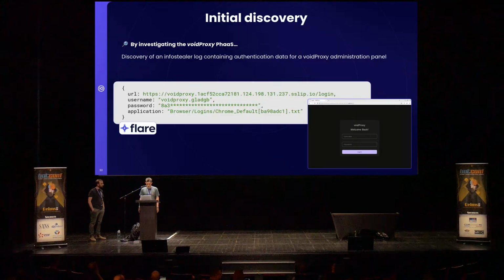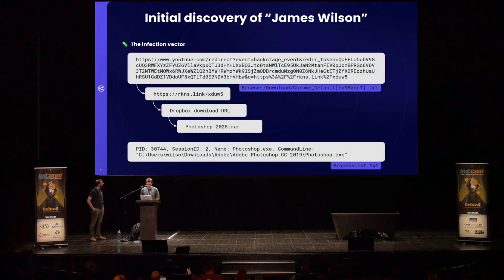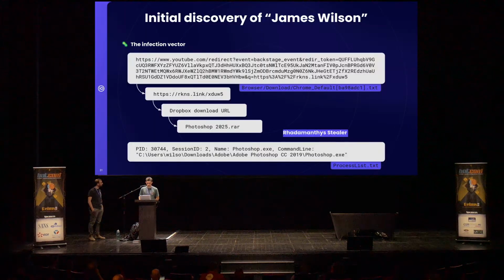For those who don't know Flare, Flare is an application that aggregates data from cybercrime forums, Telegram, data leaks, and also infostealer logs. What you see on this screen is an infostealer log, so the data related to an authentication URL for the Void Proxy domain name. An infostealer log is the data harvested by the infostealer malware and exfiltrated to the attacker server, as we've seen with the previous presentations. For this infostealer log, the victim was on YouTube and was redirected to a Dropbox download URL. He downloaded Photoshop 2025, the RAR archive, and by executing the content of this archive, he infected himself with Radamantis stealer.